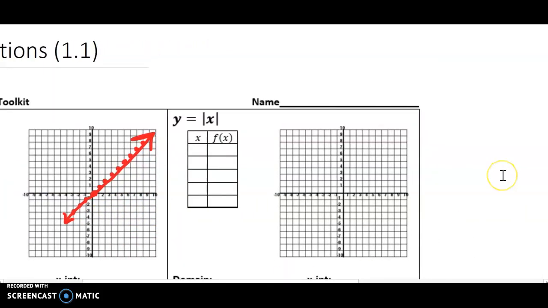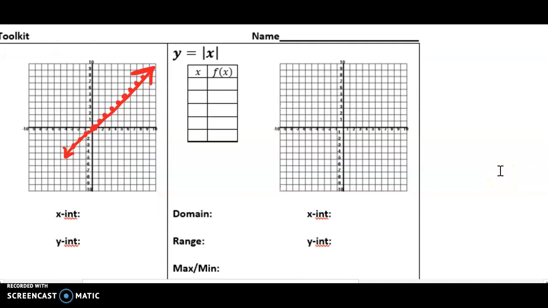Let's talk about our absolute value graph. Again, same thing here. We can plug in just about any value for x. I'm just going to go ahead and start with -2, -1, 0, 1, and 2. When I plug in -2, the absolute value of -2 is +2. The absolute value of -1 is +1. Absolute value of 0 is 0. 1 is 1, 2 is 2, etc.